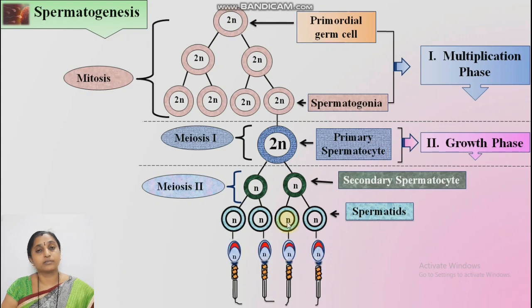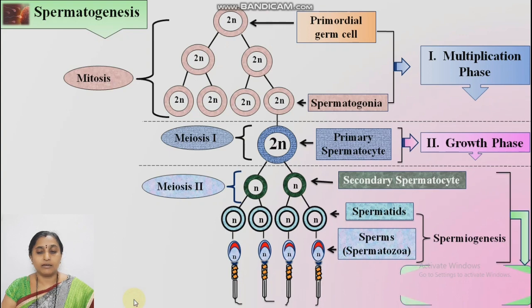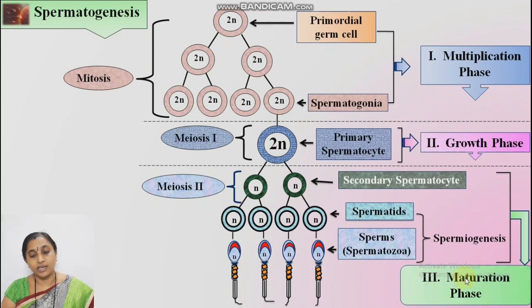And these spermatids are transformed into an elongated motile sex cell, known as the sperm, the male gamete, or the spermatozoa. See here the difference in the structure of the spermatid and the sperm. Sperms are elongated and motile, while the spermatids are oval in shape. When spermatids get converted into sperms or spermatozoa, that process is known as spermiogenesis, and it is included in the maturation phase. It gets matured into sperms.